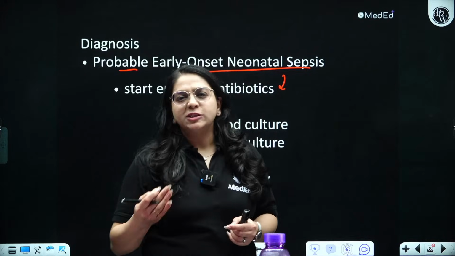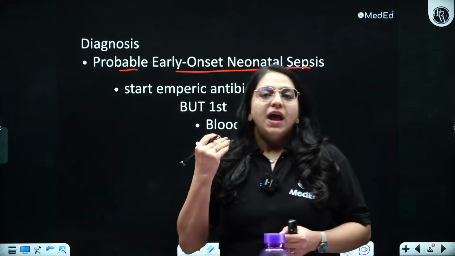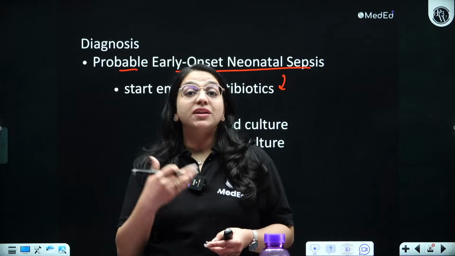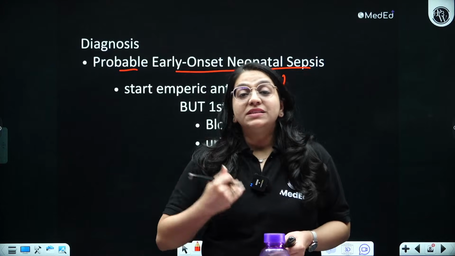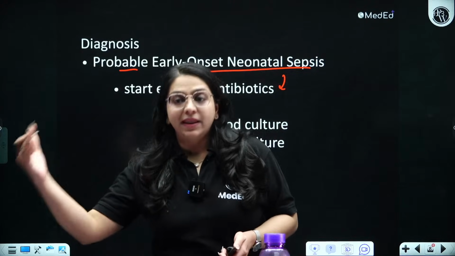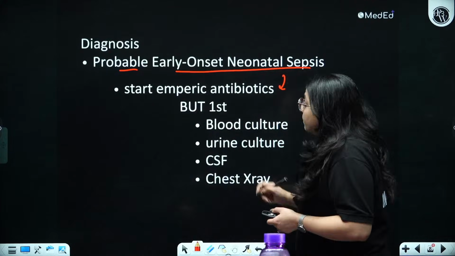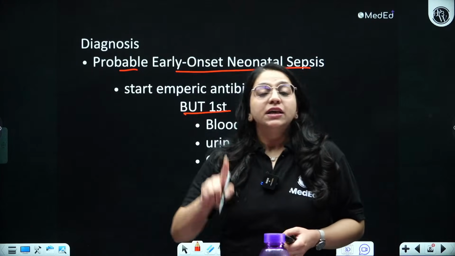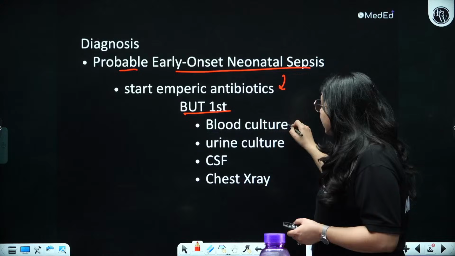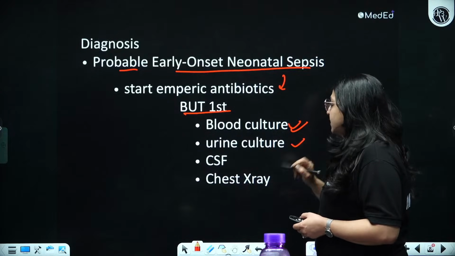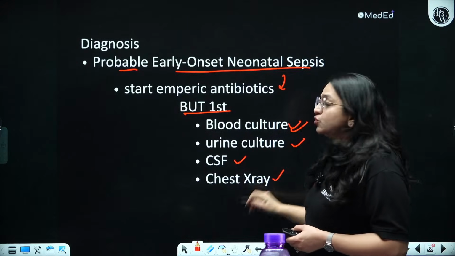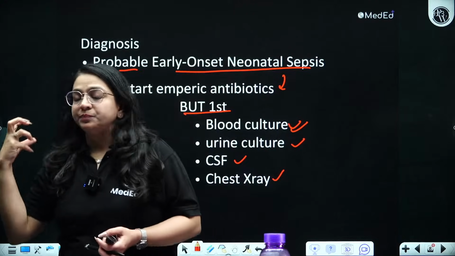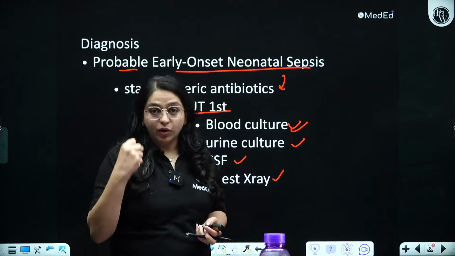We basically use broad spectrum gram negative and positive antibiotics so as to give maximum coverage because this is empirical. This is not culture guided. This is not antimicrobial susceptibility test guided therapy. Okay. But first, before even starting the antibiotics, the first thing that you have to do is send blood cultures, send urine cultures, send CSF culture and also do a chest x-ray because you want to find out any focus of infection inside the body, right?